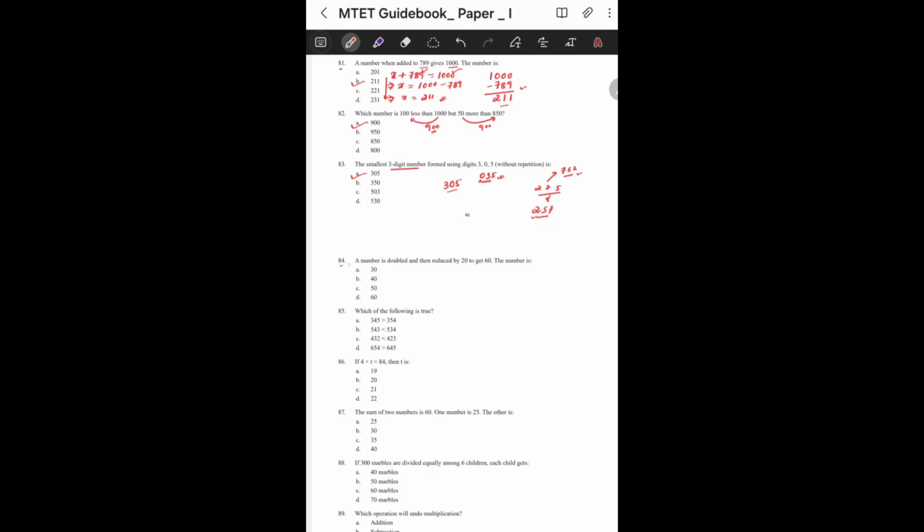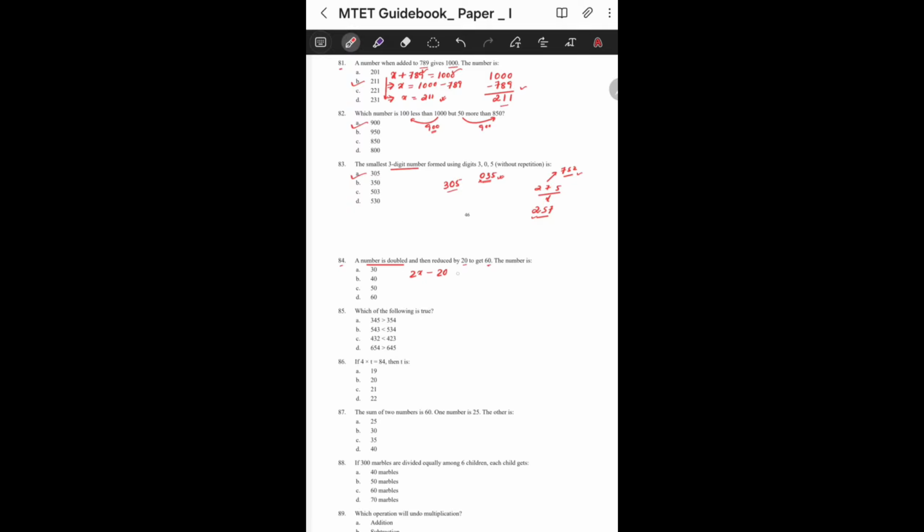Next, question number 84. If you see, they ask here, a number is doubled and then reduced by 20 to get 60, the number is. So the number is doubled here, so we will write it as 2x. And then reduced, that means we have to subtract. Reduced by how much? 20. So we will write 20.